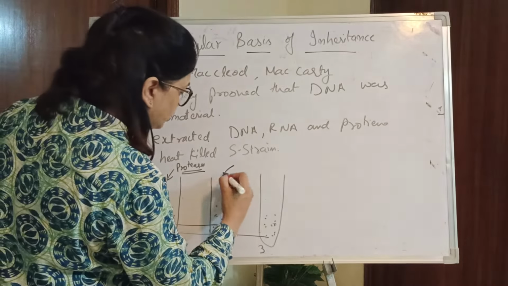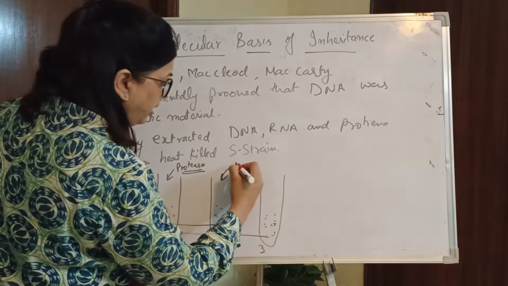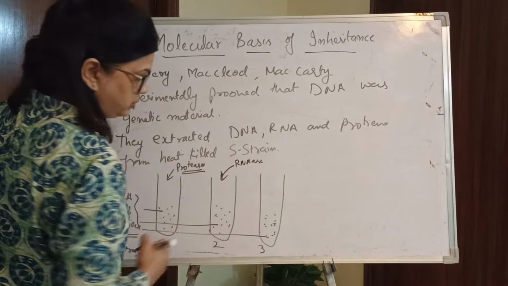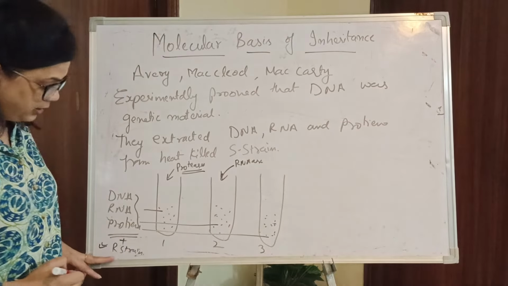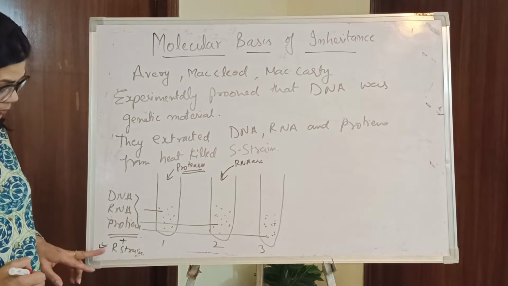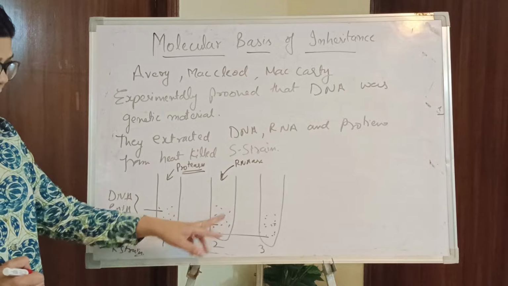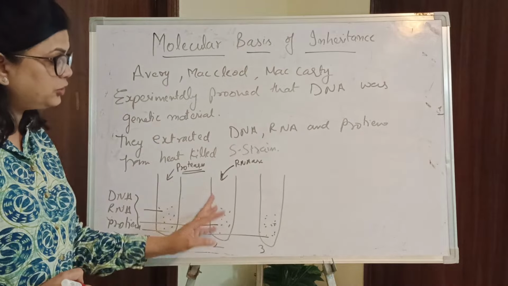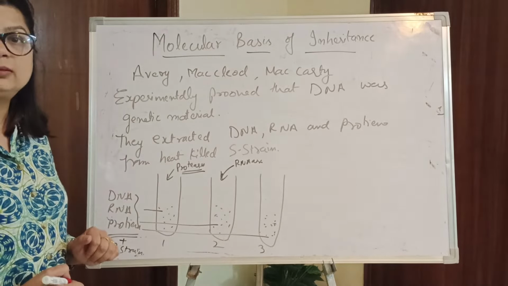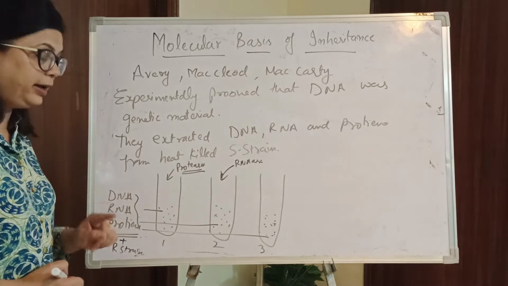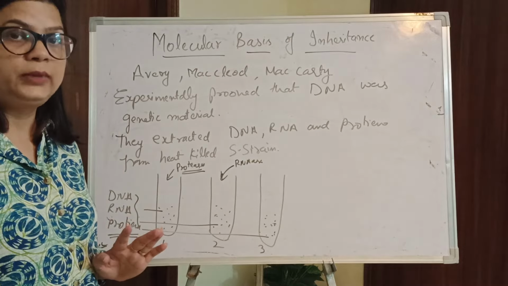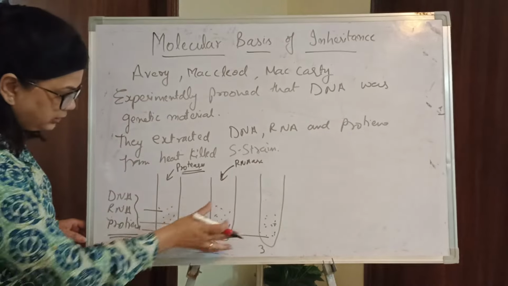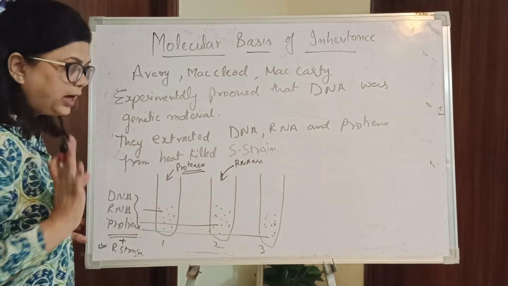Now in the second test tube, they added RNase along with the DNA, RNA, protein plus R strain. In this test tube as well, he added RNase which digested RNA. Now this mixture was injected into the mice. They observed, again, mice died. That proved that again it is not the RNA, because from this mixture they digested RNA.